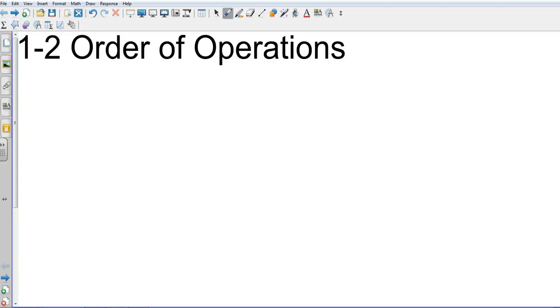Okay, chapter one, order of operations. The saying that we have learned throughout the years is, please excuse my dear Aunt Sally. Okay, and so that stands for parentheses.